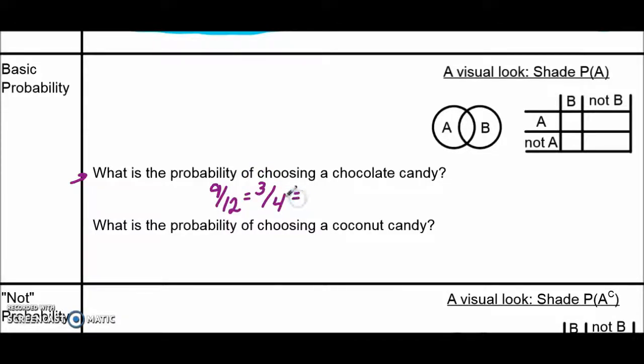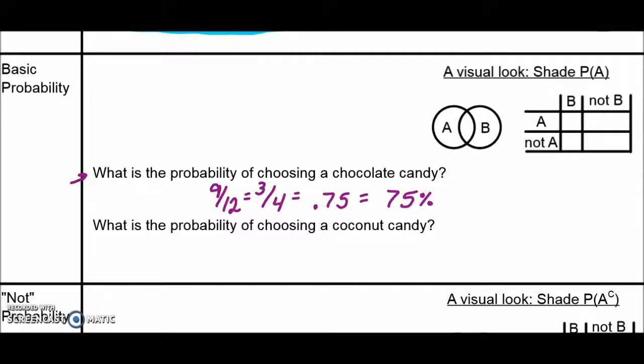Now sometimes we'll want to write our probabilities as decimals. A probability as a decimal is always between 0 and 1. To get there, all you need to do is divide the numerator by the denominator, either by hand or in a calculator. Now 3 divided by 4 gives us 0.75. So the probability of choosing a chocolate candy is 0.75. Now sometimes people like to see those as percents. To get from a decimal to a percent, all you need to do is multiply it by 100. So there's a 75% chance of choosing a chocolate candy.